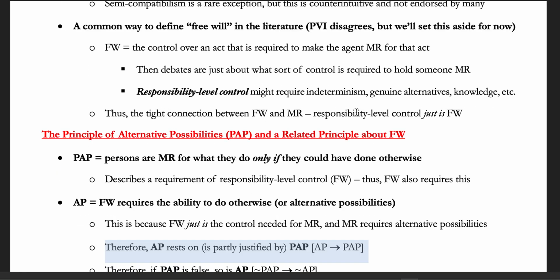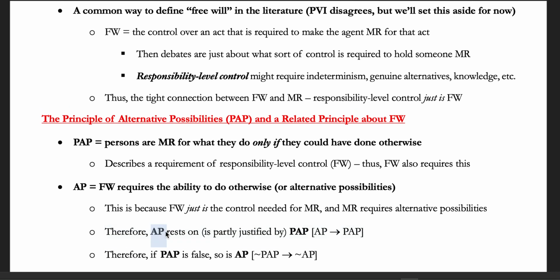Okay, so AP rests on PAP, which means, just like what we did up here with this logical stuff, if AP is true, it's partly because PAP is true. Then, again, if PAP is false, then AP will be false. So if you show that responsibility does not require the ability to do otherwise, then neither does free will, because free will is just the control required for responsibility. It's just responsibility level control. So if responsibility level control does not require the ability to do otherwise, then of course neither would free will.